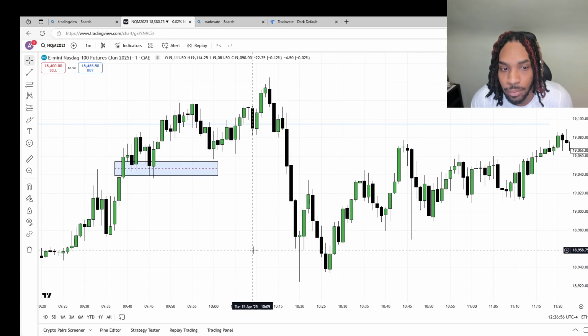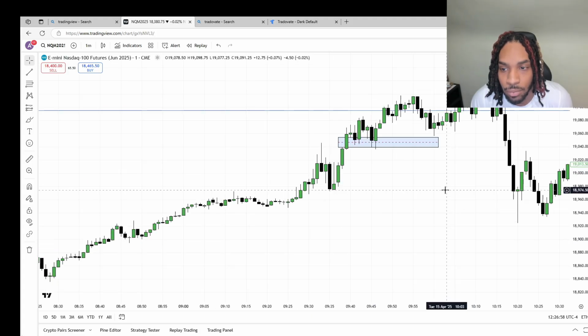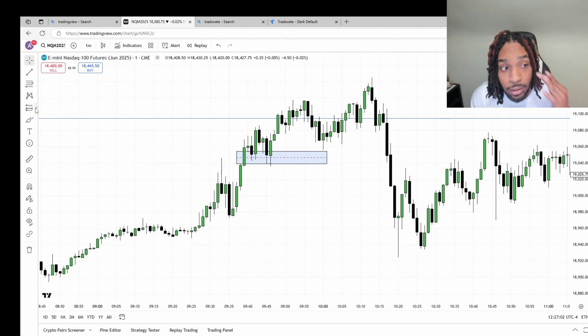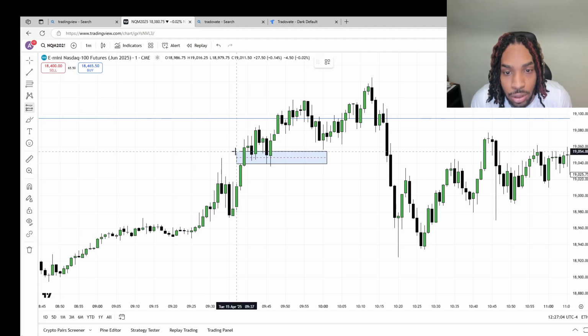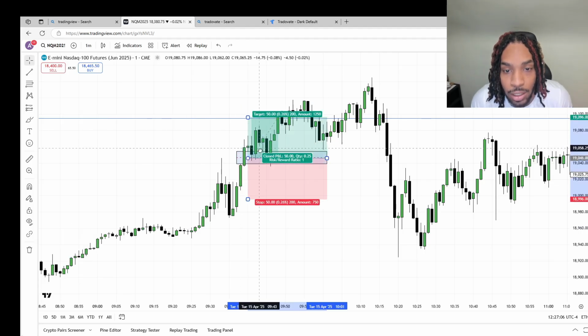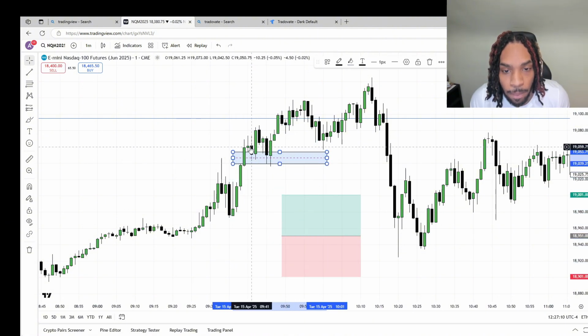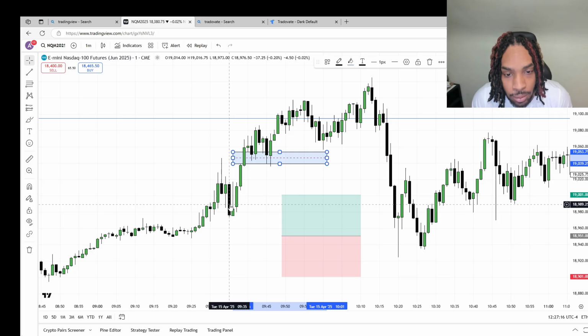All right, so you guys can see, this is my exact entry and stop loss and take profit. So I got in at this fair value gap, right? So you got 930 right here. We got 930 around here. We got this bullish order block.